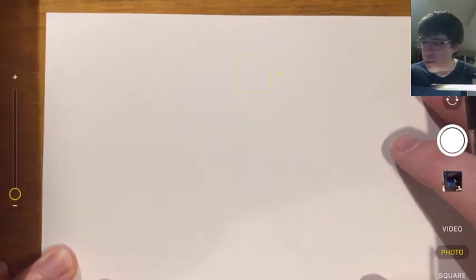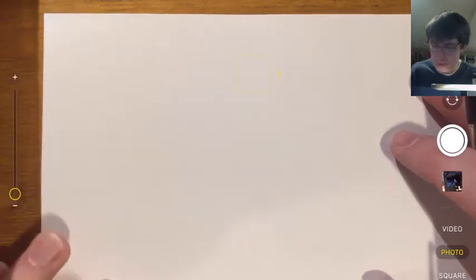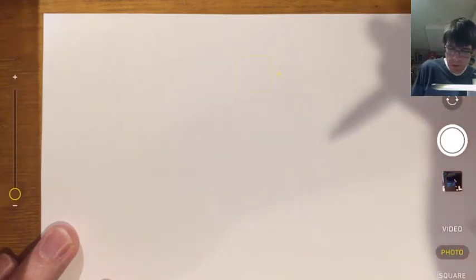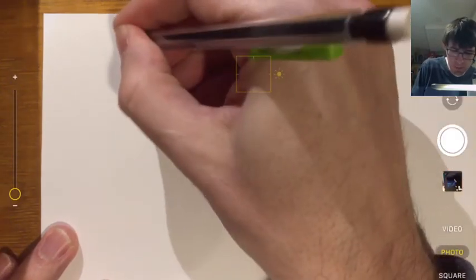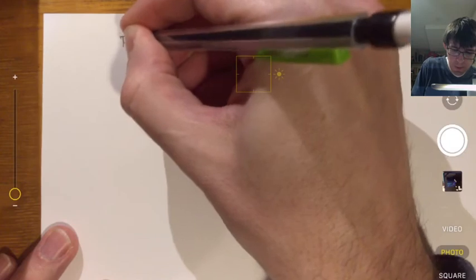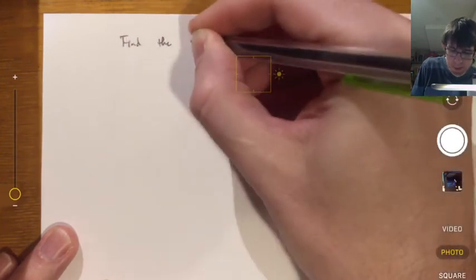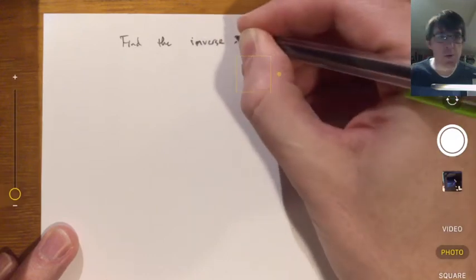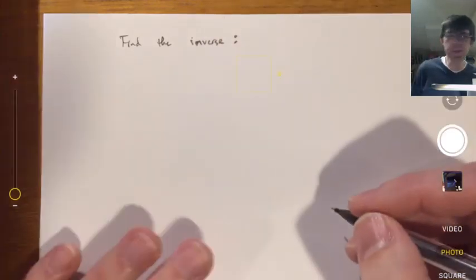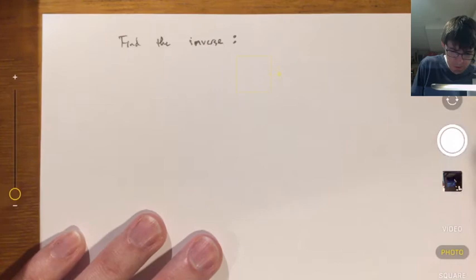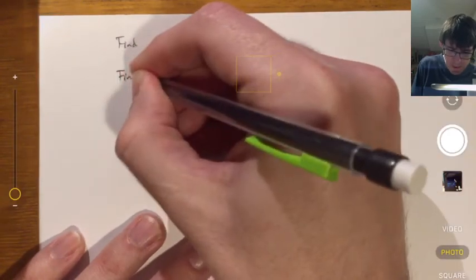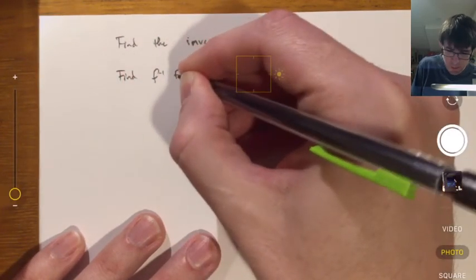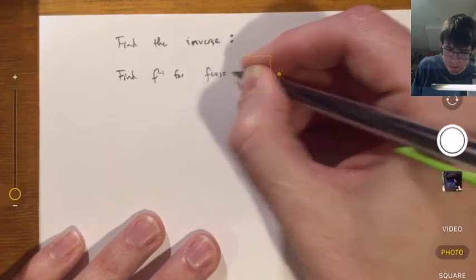Okay, how can you find the inverse of a function using equations? Sometimes you can find the inverse of a function algebraically using equations, and this is probably something that you learned how to do in high school. Here's a simple example. Find f inverse for f of x equals x cubed plus 2.